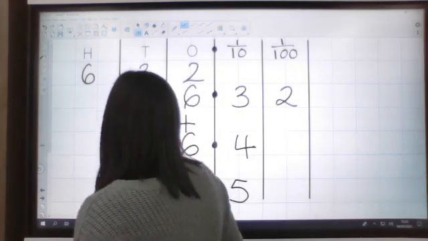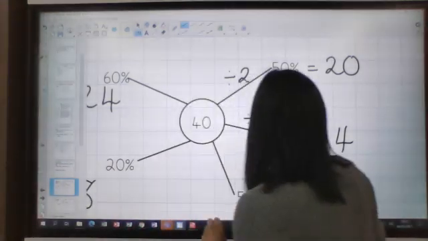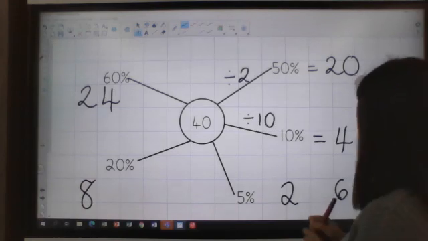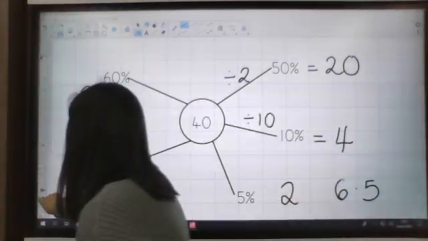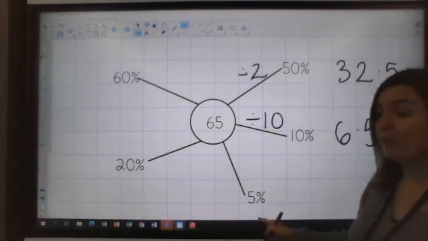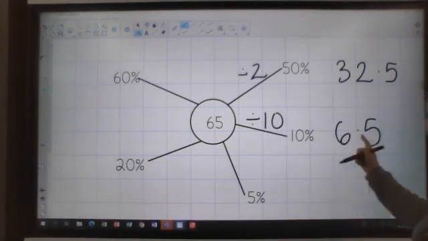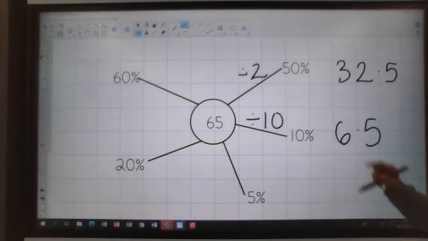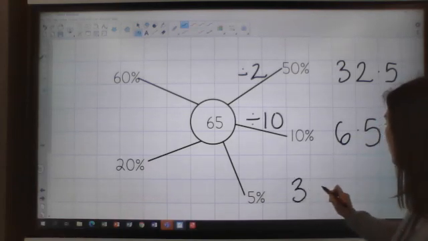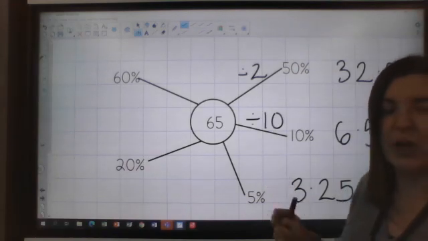Okay, so I'll go back. So 6.5 for this one. Oh, sorry, I've not gone to the right one. So 10% would be 6.5. Remember 5%, then I've got to halve that again to find 5%. So half of 6 is 3, half of 5 is, so it would be 0.25. So I would have 3.25 for that one. Okay, so 5% can be tricky, especially if you've got decimals.